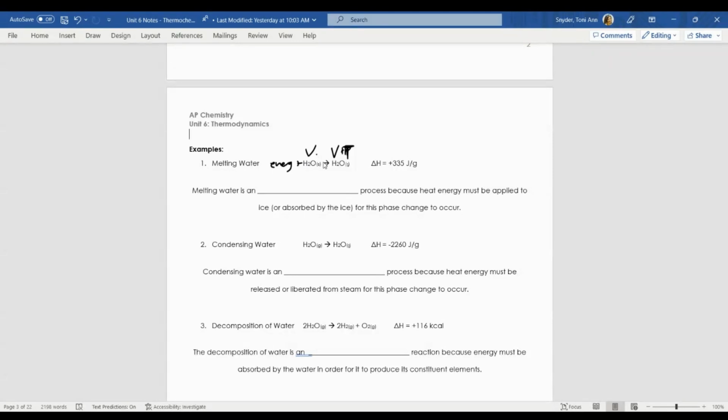So in order to gain that extra energy, I have to input energy. I have to warm up the ice. I have to add heat in order for this to happen. And you'll see that my delta H in this example, my change in enthalpy, is a positive value. Positive value means that this has to absorb energy for this to occur. So because melting water has to absorb energy to become a liquid, melting water is an example of an endothermic process. And this is because heat must be applied to the system, or heat must be absorbed by the ice in order for this phase change to occur.